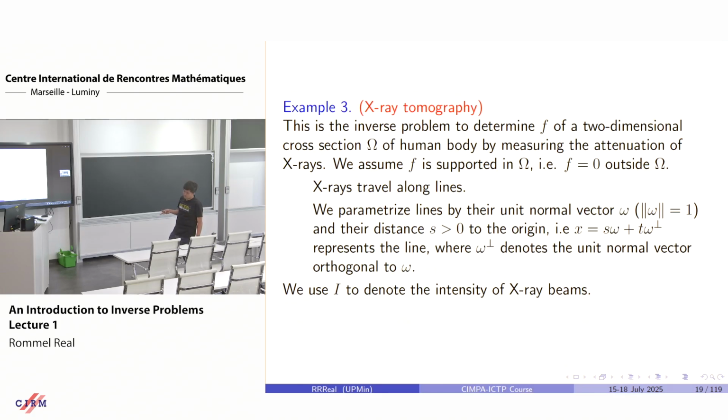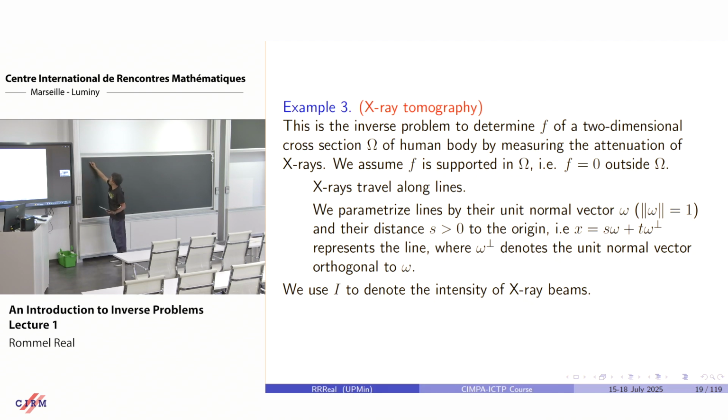Now, what I want to focus more on is an important example of an inverse problem, which is very well studied, especially in applications, especially in medical imaging, which is X-ray tomography. And how does it look? It's this one. Suppose we have an inverse problem of determining a function f of a two-dimensional cross section omega of a human body by measuring the attenuation of the X-rays. So it's like this.